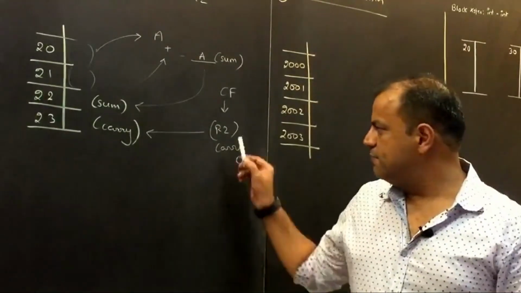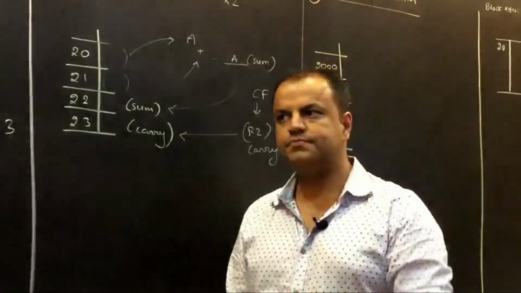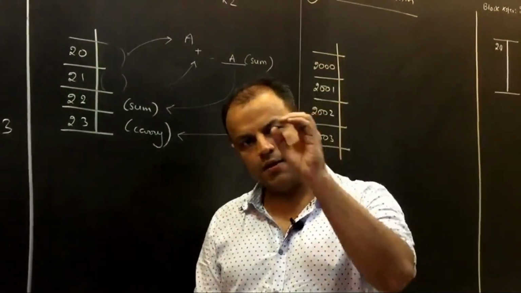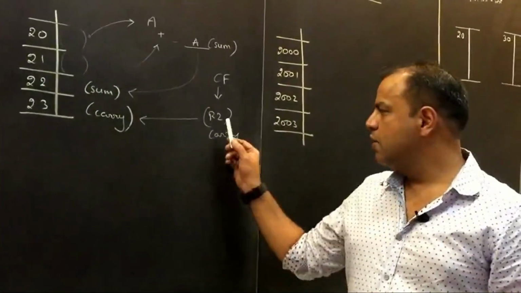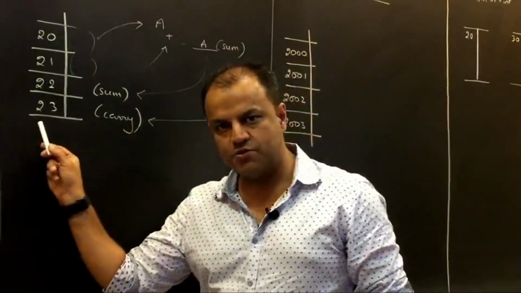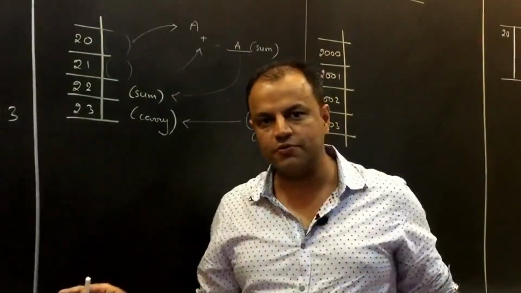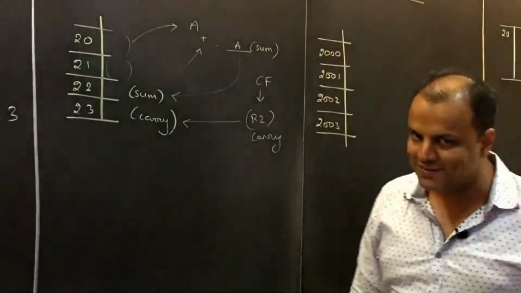If there is a carry, make R2 1. If there is no carry, make R2 0. So R2 now has the final carry. Put the value of R2 at location 23 as the carry. Program is over. End the program. Tell me, did you understand this?